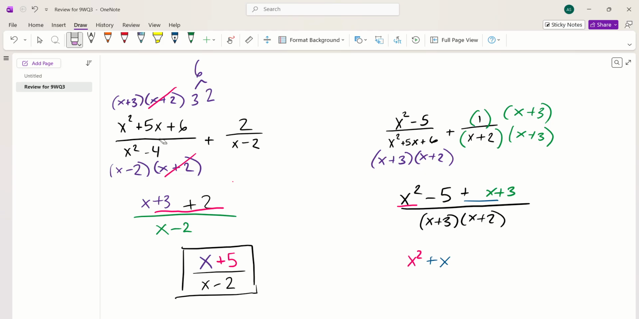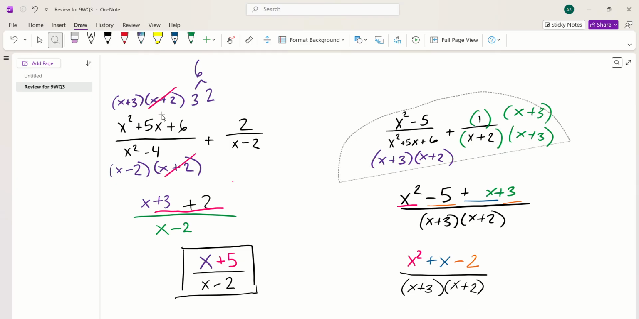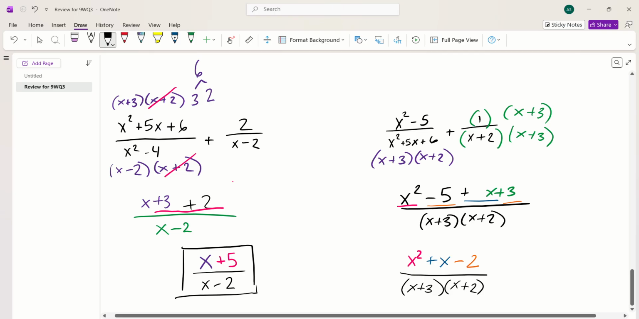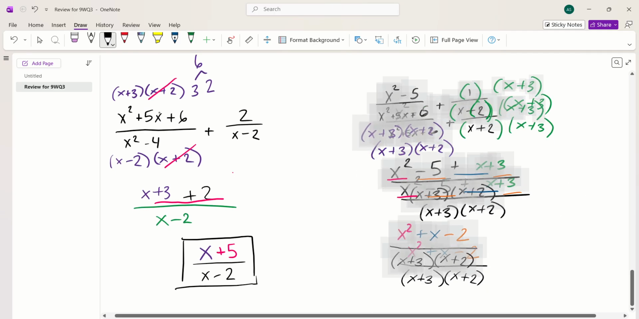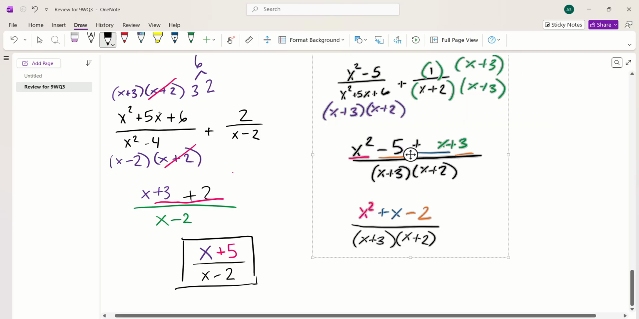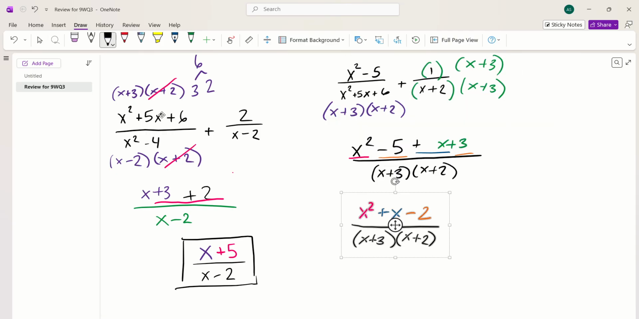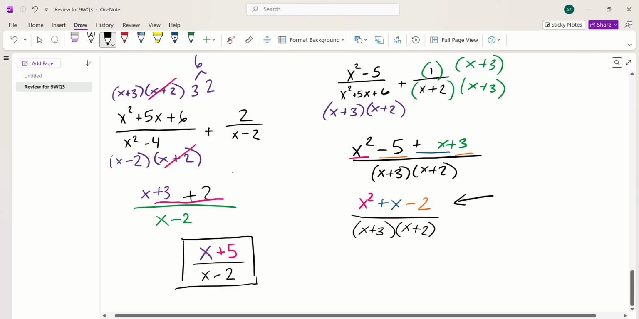But 5 and 3 are like terms, so when I combine that, I get negative 2 over x plus 3 and x plus 2. Last but not least, I'm going to move this up. Last but not least, you're going to want to see if you can factor your numerator again.